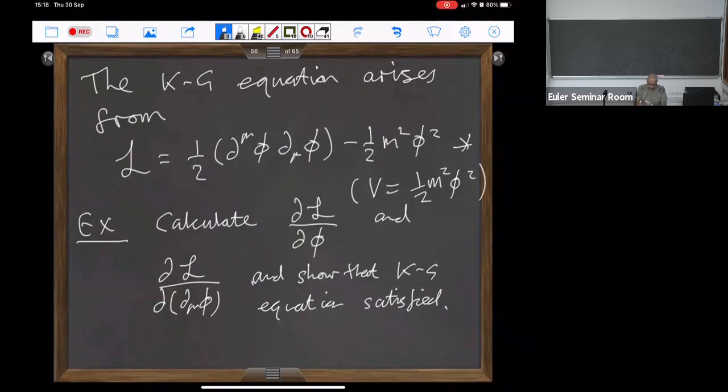So an exercise here would be to calculate the two quantities that appear in the Klein-Gordon Lagrangian. Well, basically calculate the Euler-Lagrange equations and show that the Euler-Lagrange equations for this Lagrangian give exactly the Klein-Gordon equation that we started with.